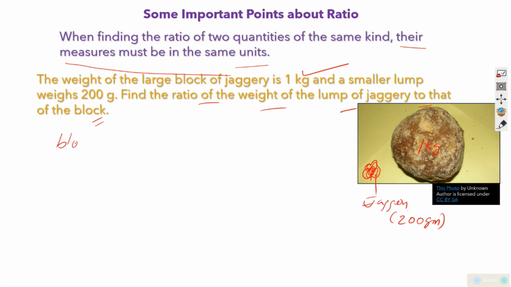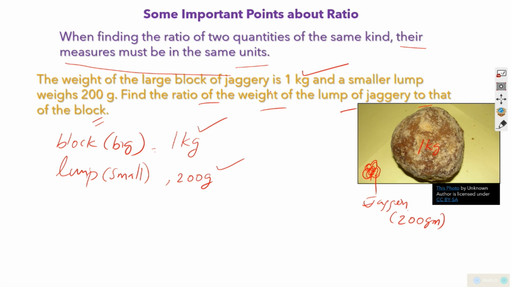Block is quite big, lump is quite small, and we have a measure here. The block is of 1 kilogram, lump is of 200 gram. So by number 200 is big, but the other one is 1, but by unit this is kilogram, this is gram. This is what is meant by the quantities of same kind. Their measures must be of same unit.